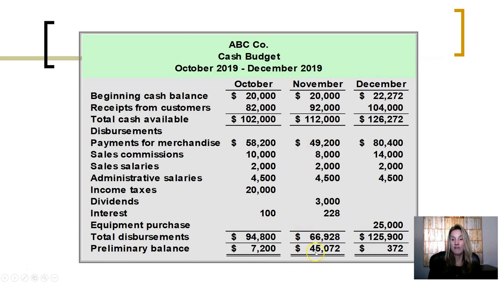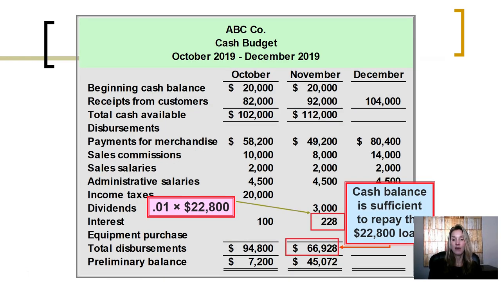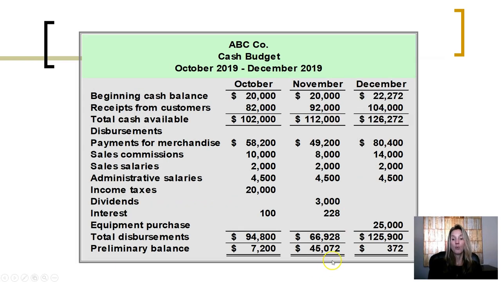Because we are budgeting to have $45,072 in cash, that means we can pay off all of our loan. We have sufficient cash. We will pay off the entire $22,800 loan, leaving us with $22,272 of cash at the end of November. We end November with $22,272 in cash.